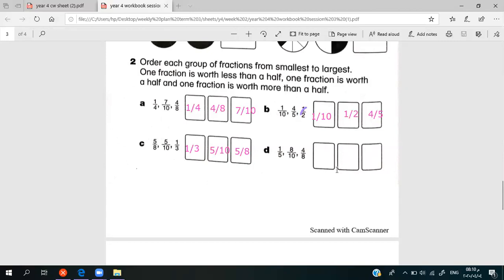Okay, let's first find the half to put it in the middle. Is 1 half the 5? No. Is 8 half the 10? No. Is 4 half the 8? Yes. So the 4 over 8 is the half.